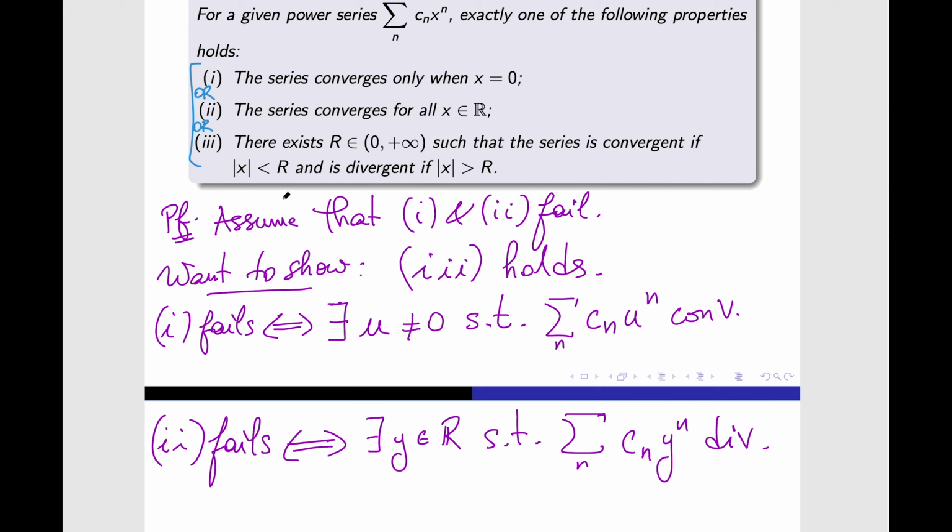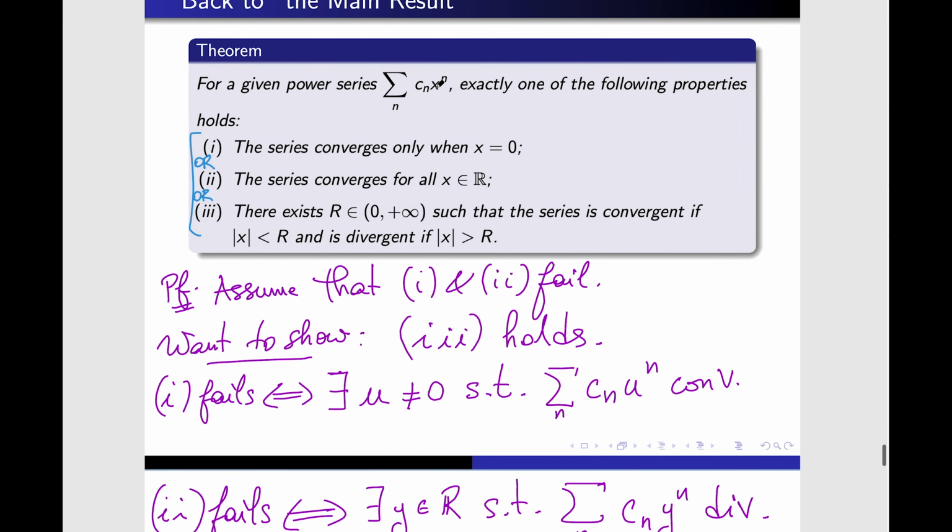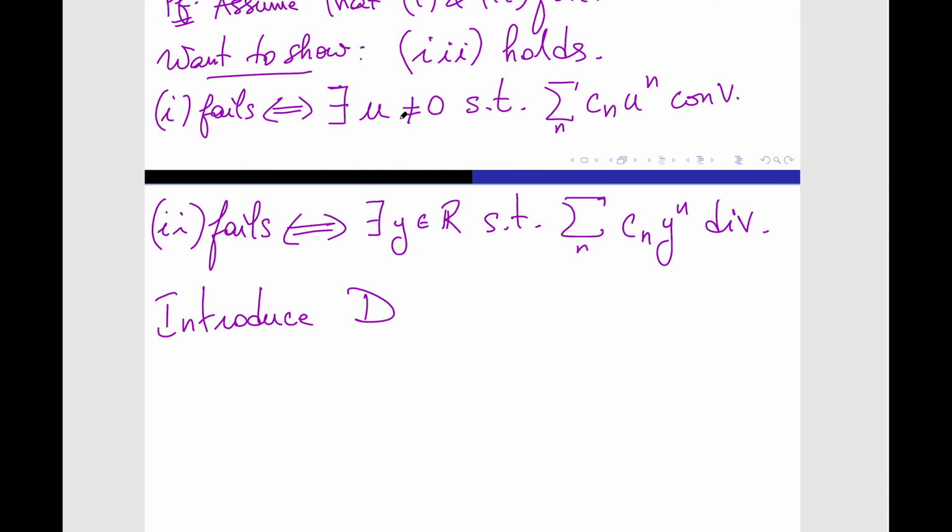Okay, and now we need to show that 3 holds. Let's introduce a set D, which is the domain of this function. What do I mean by the domain of this function? It's the set where this is going to make sense, where this is going to converge. So let D be the set of all numbers such that the series is finite, or convergent. So where this is going to converge.